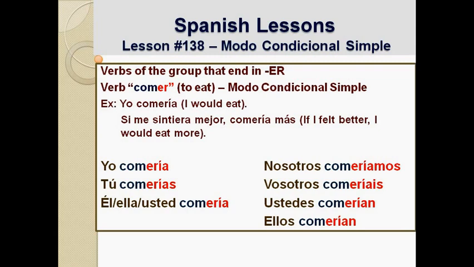Remember that what is in red, the ending, is what remains, right? Whenever we want to conjugate any verb of this group of verbs that end in er, we just change the root of the verb depending on which verb we want to conjugate, and we add this ending that is in color red, okay? And there we will have the conjugation of the modo condicional simple.